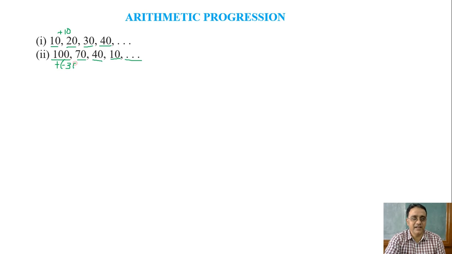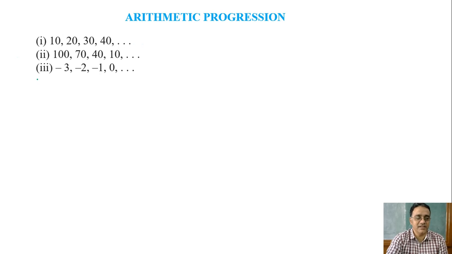Negative number. If you are adding a negative number, then the numbers will be in decreasing order. Fine. One more we'll see. -3, -2, -1, 0. Can you predict the next one? 1. So what are we doing here? We are adding 1 to each term to get the next term, the succeeding term.